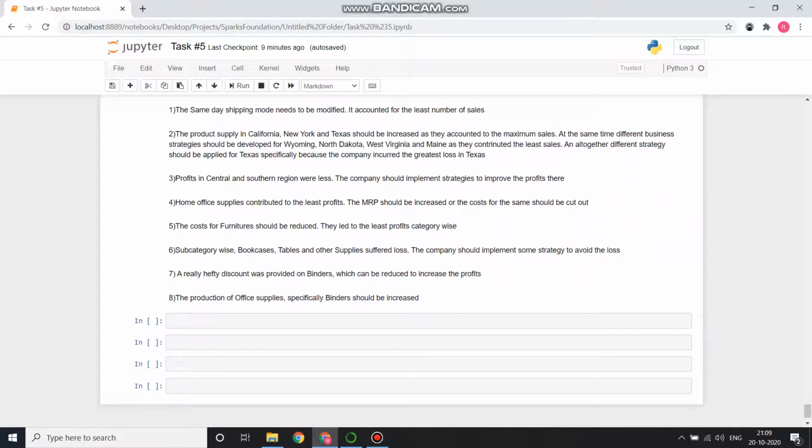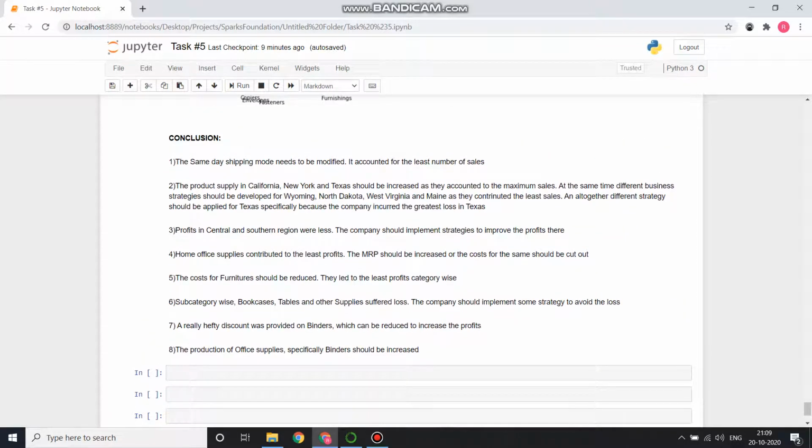So here's the conclusion. The same day shipping mode needs to be modified. It accounted for the least number of sales. The product supply in California, New York, and Texas should be increased as they accounted for the maximum sales. At the same time, different business strategies should be developed for Wyoming, North Dakota, West Virginia, and Maine as they contributed the least sales.